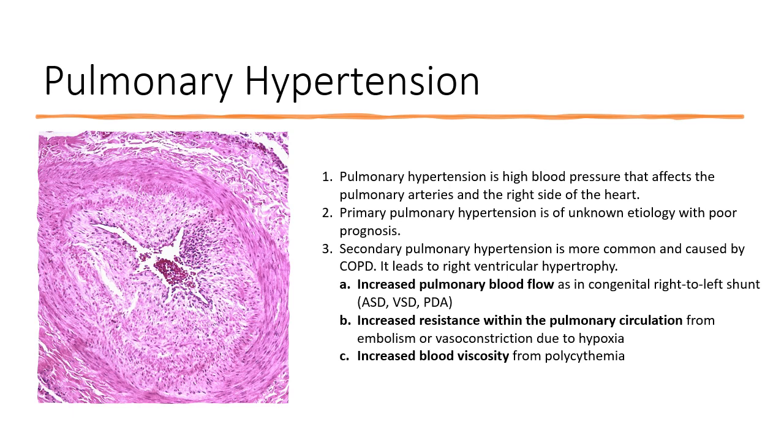Other causes include: 1. Increased pulmonary blood flow, as in congenital right-to-left shunt, like ASD, VSD, or PDA. It can also be caused by increased resistance within the pulmonary circulation from embolism or vasoconstriction due to hypoxia. And lastly, increased blood viscosity from polycythemia.